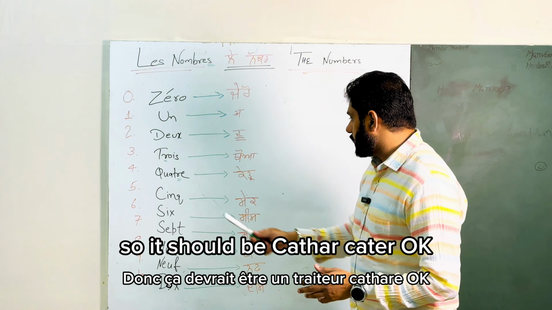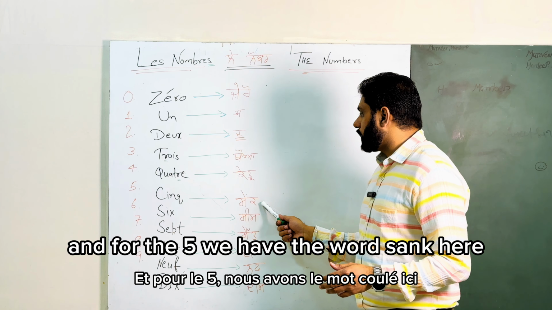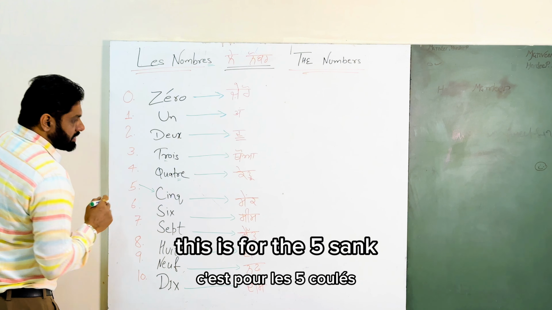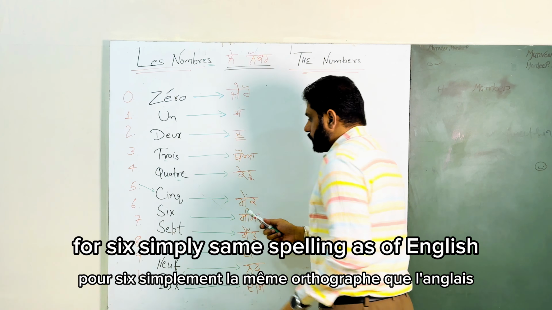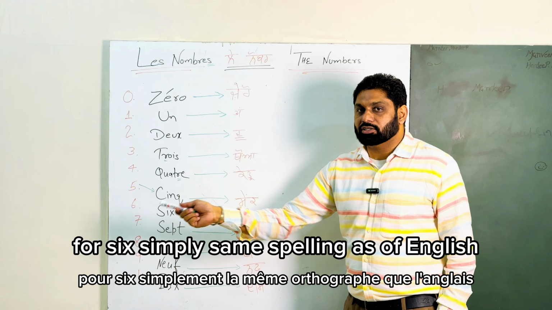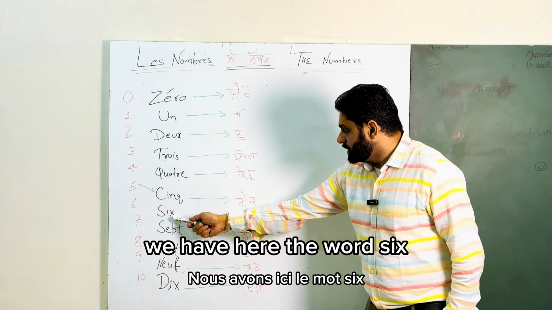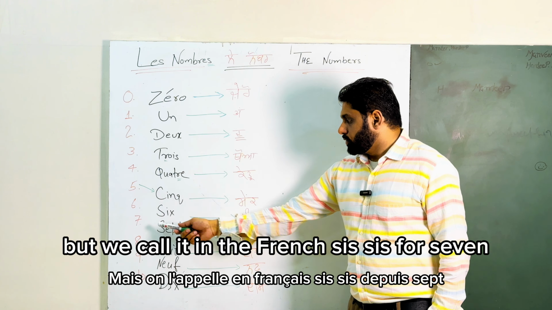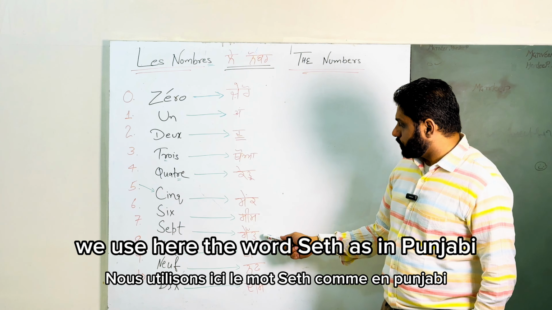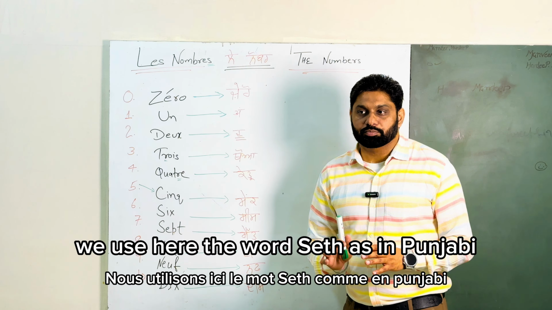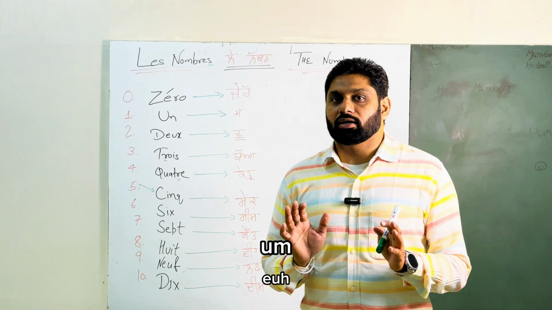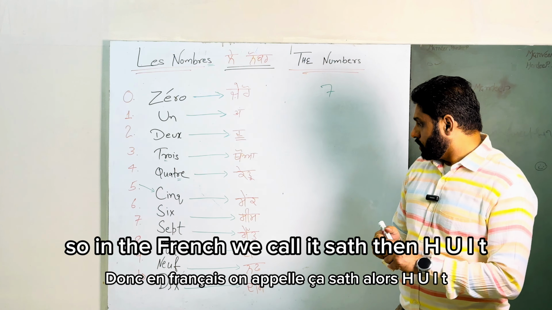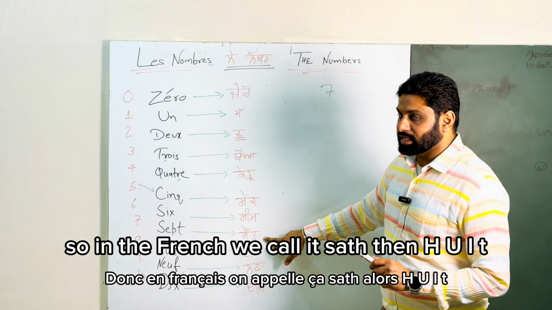Quatre. Okay. Then the 5, and for the 5 we have the word cinq. Here this is for the 5. Cinq. For 6, simply the same spelling as in English. We have the word 6, but we call it in French six. Six. For 7, we use the word sept. As in Punjabi, we pronounce the 7 as "sat". So in French, we call it sept.